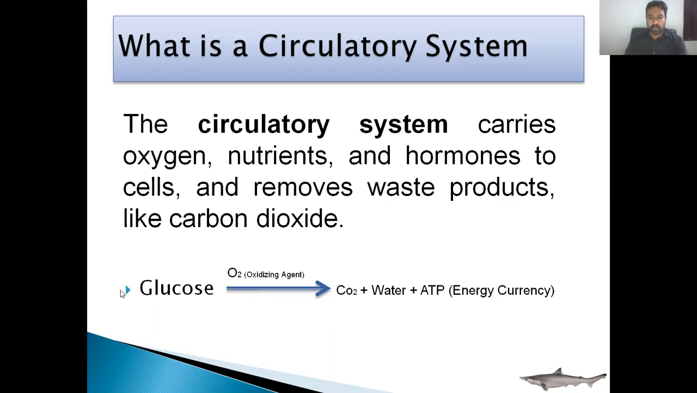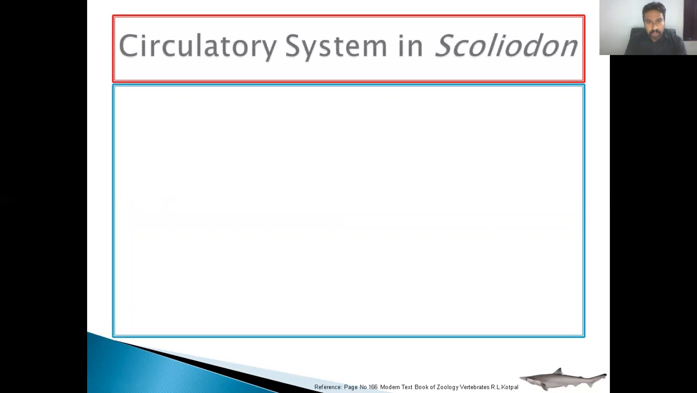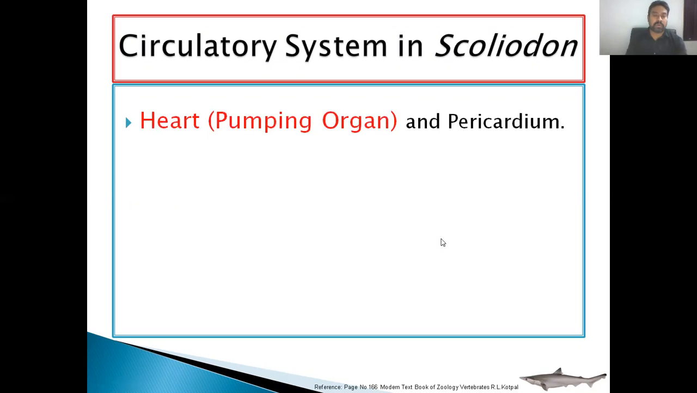So why am I showing you this equation? Because the digestive system, respiratory system and circulatory system work in an integrated manner and are interdependent. The glucose is coming from the digestive system, oxygen is coming from the respiratory system, and both glucose and oxygen dissolve in the blood and are transported in the body with the help of the circulatory system. The circulatory system in Scoliodon is made up of four parts.